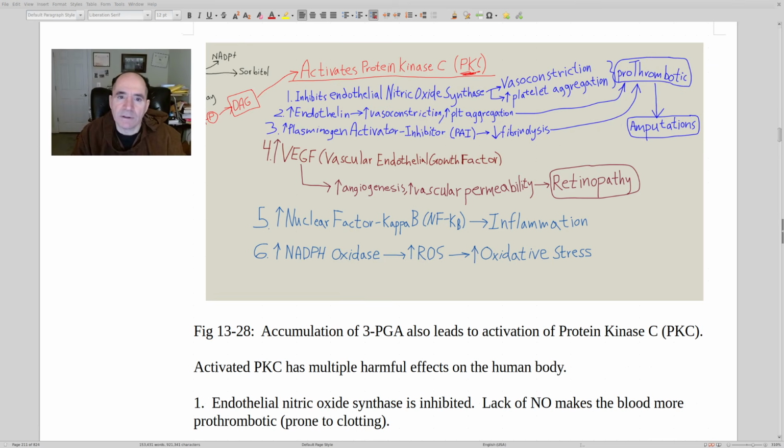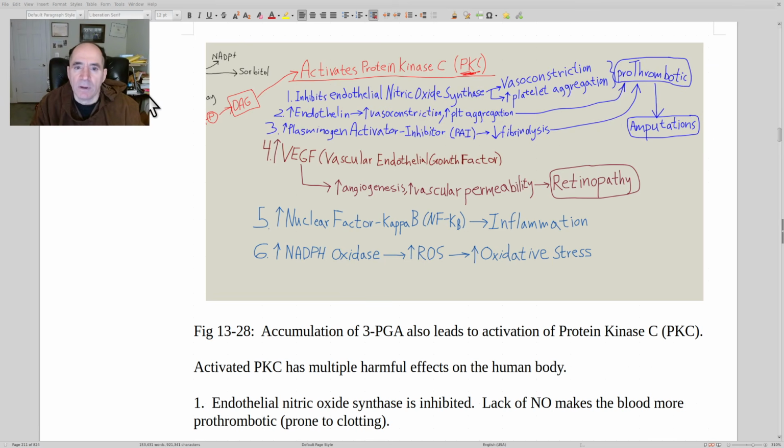Okay, here's a little more detail about some of the negative things that happen. Also, when you activate protein kinase C, you're going to inhibit endothelial nitric oxide, so that's bad. You get vasoconstriction, you get increased platelet aggregation. Both of those things are prothrombotic. Anything prothrombotic means problems for blood flow. You'll increase endothelin, which is kind of like the opposite of nitric oxide. That causes platelet aggregation. Platelet tendency to clot is increased, and vasoconstriction, narrowing of the arteries. Again, the opposite of nitric oxide, so that's all bad.